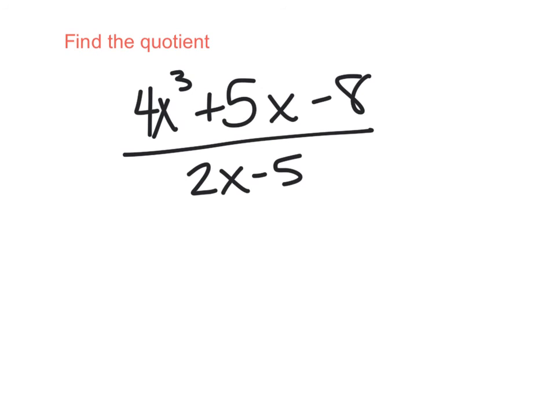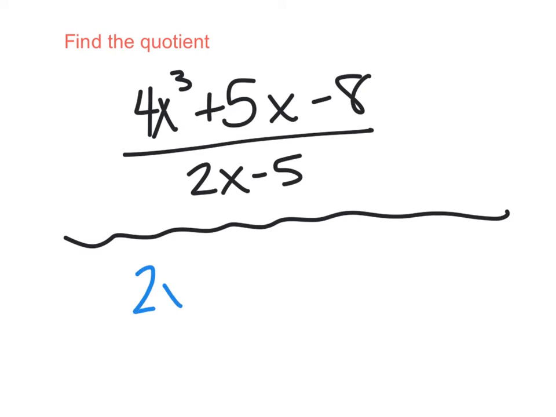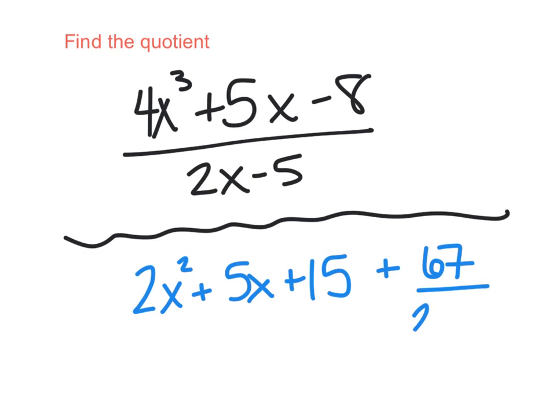All right, for our last example, we want you to find the quotient of 4x cubed plus 5x minus 8 over 2x minus 5. And here's what I want you to do. You can pick whatever method you're more comfortable with, whether it's long division or tabular, and I want you to pause it and do it on your own. I'm going to tell you what the answer is. I got 2x squared plus 5x plus 15 plus 67 over the 2x minus 5 divisor.